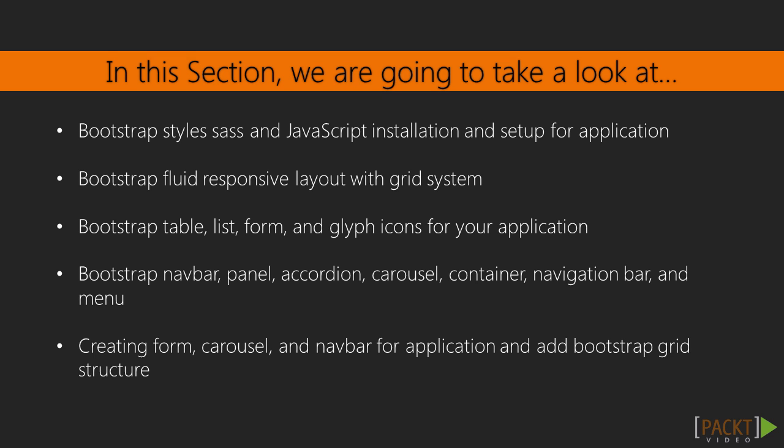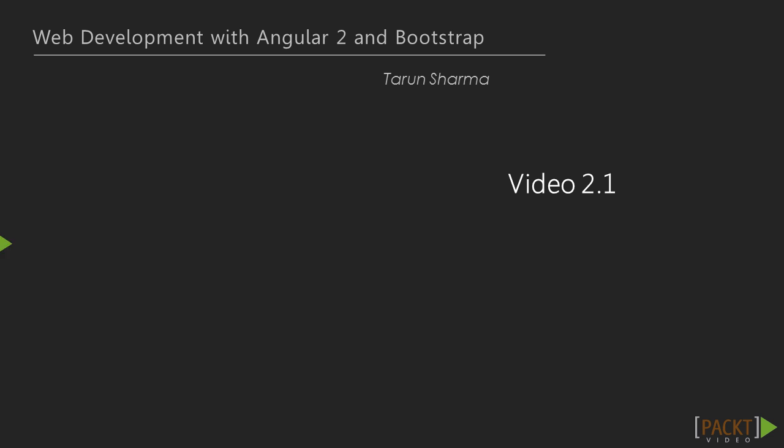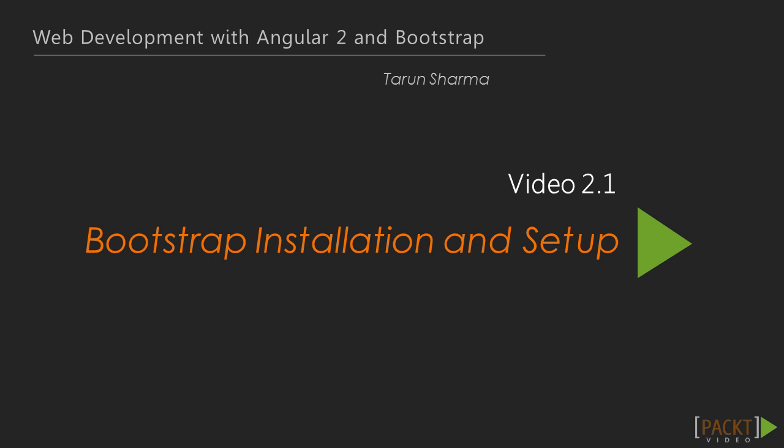So we will be covering these main building blocks of design: grid system in Bootstrap, responsive navbar header, responsive container and fluid container classes, panel, accordion, carousel sliders, tab layout components, and finally, utility classes. Let's now start with the first video of this section, which is installation and setting up Bootstrap in your design.